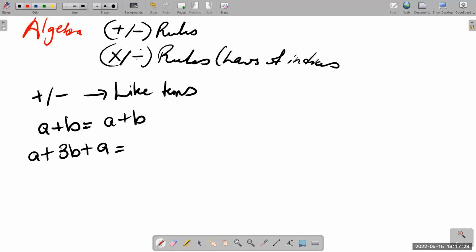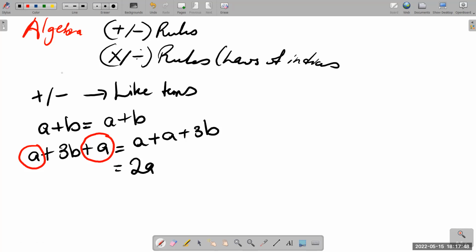So I have some A's, so let me put all the A's together. So that would be A plus A and then plus 3B. So you write that. A plus 3B. What can I add? I could add the A's. An A plus an A is what? 2A. What is the coefficient of A? 1. Everybody see that?